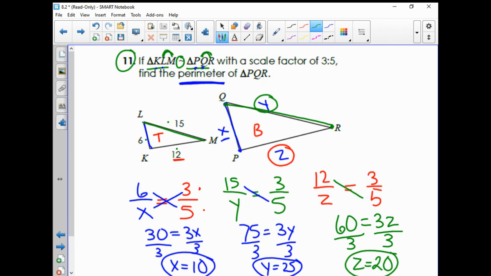Okay, so now we've got all three sides here. Let's go ahead and write them up. This side is 20. Y is equal to 25, and X is equal to 10. So in order to find the perimeter, all I've got to do is add them. 10 plus 25 is 35. 35 plus 20 is 55. So the perimeter is 55 units.